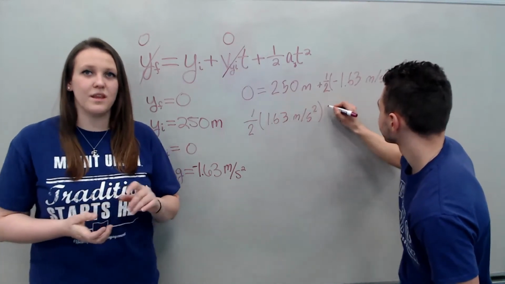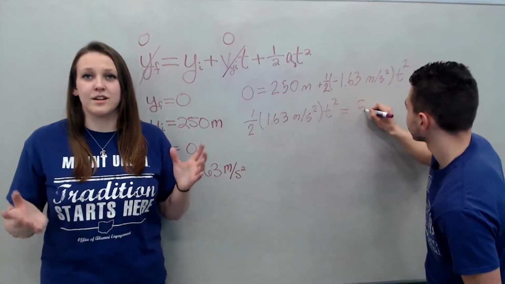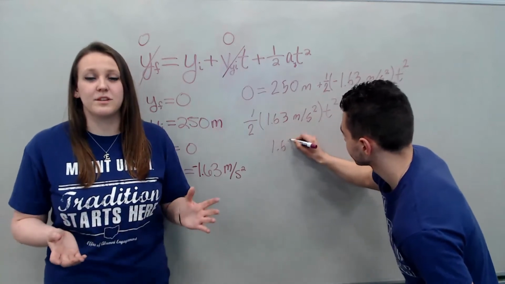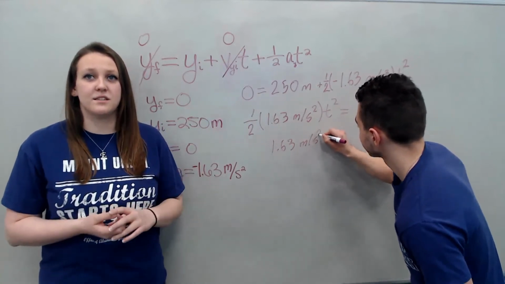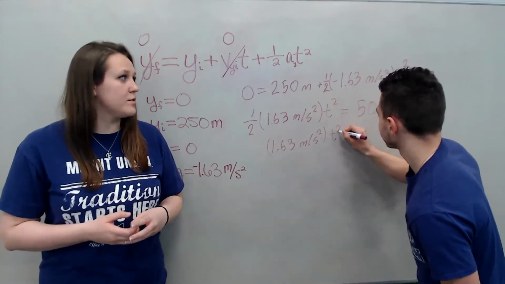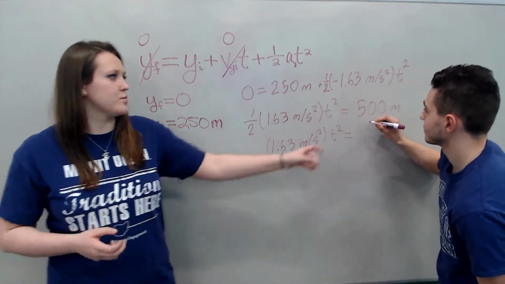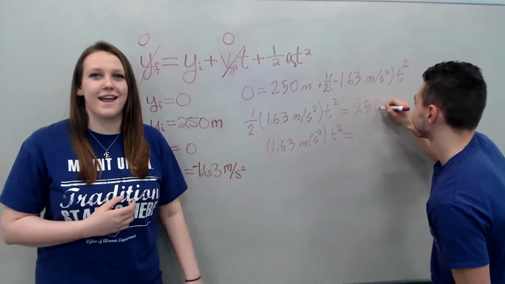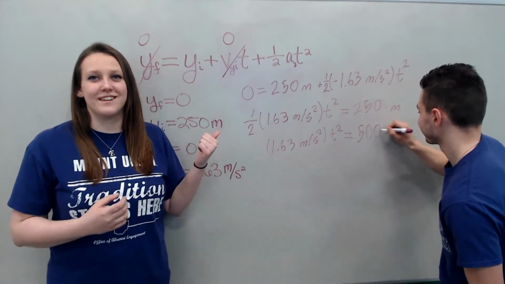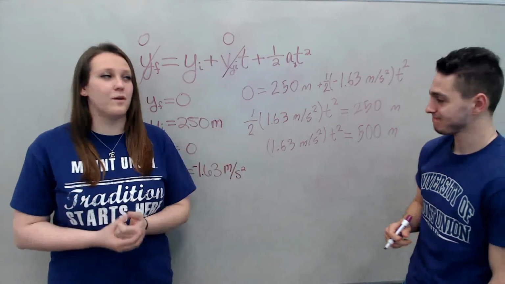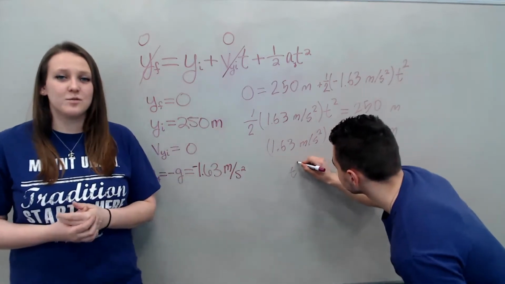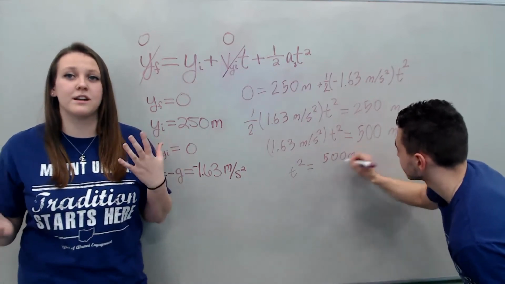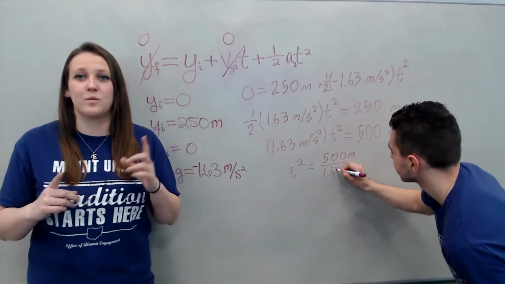As Joe's writing that out here, we're just going to do some algebra and multiply both sides by 2 so that we get 1.63 meters per second squared times t squared equal to 500 meters, which Joe prematurely put in there. That was 250 before. He's a step ahead. So now we have that 500 meters, and we're going to divide both sides by 1.63 so that we get t squared is equal to 500 meters divided by 1.63 meters per second squared, which those meters would actually cancel out, so we get seconds squared.